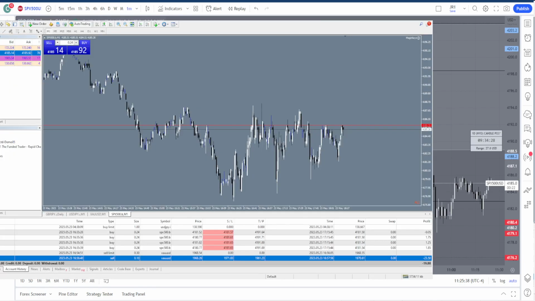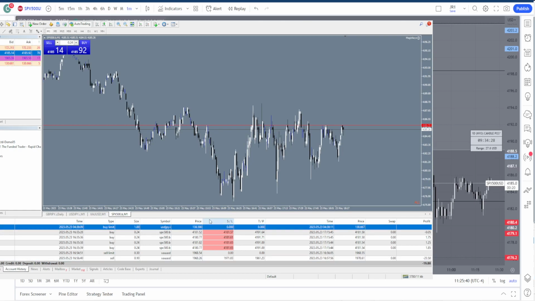As you could tell on the left side there, it says The Funded Trader. It's a rapid challenge. Basically you have an 8% drawdown and you have to make 8% profit. But here are my trades. Forget this UJ trade, I was just trying to see if I could place trades.